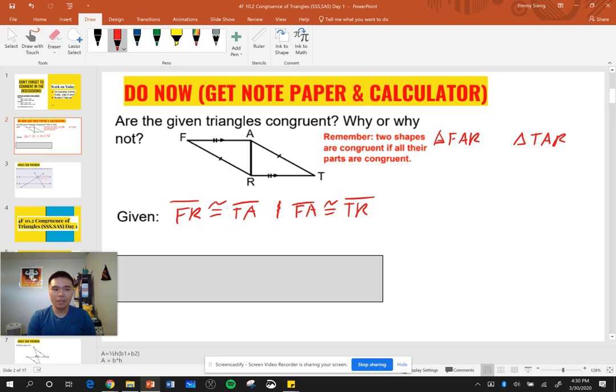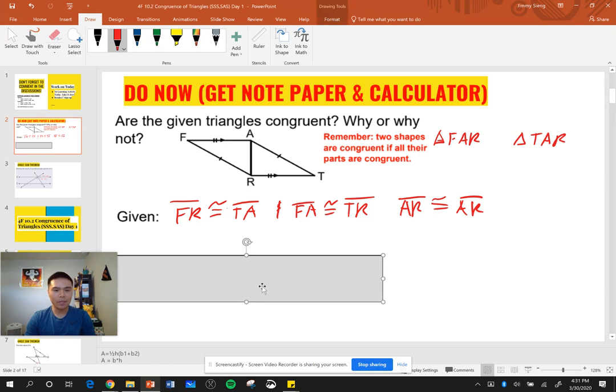What's another detail we notice? Go ahead and look at AR. Do you see how AR is both part of triangle FAR and triangle TAR? Because of that, just for argument's sake, when we're writing it out, I can say AR is congruent to AR, which is obvious because it's equal to itself. It's the same line. So because of those pieces, okay, I can say that this is congruent.